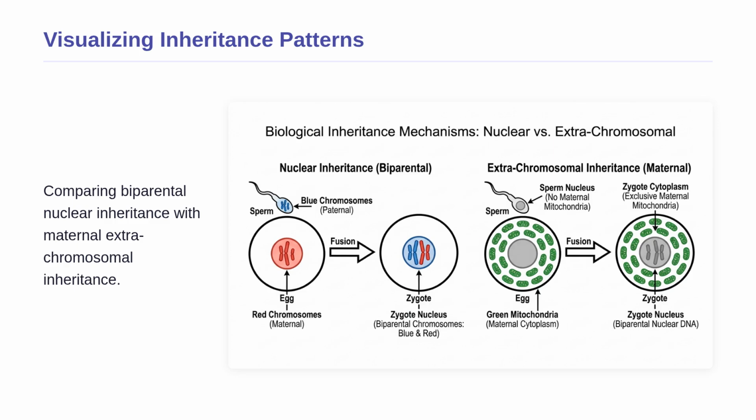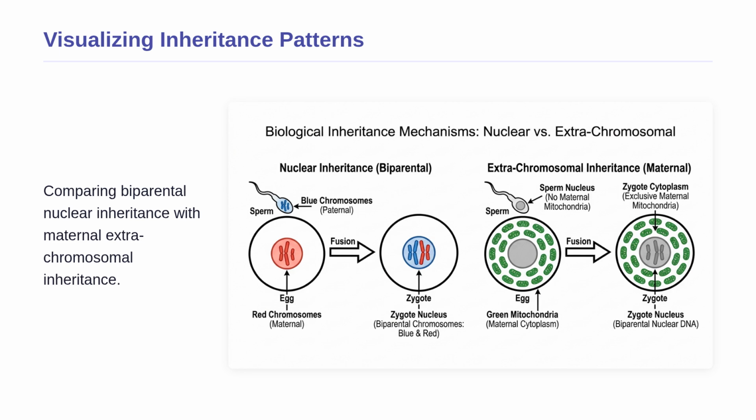To solidify everything we have discussed, let us look at this diagram comparing the two types of inheritance. On the left side, you see standard nuclear inheritance. Notice how both the sperm and the egg contribute chromosomes, colored blue and red, which fuse together in the zygote's nucleus. This is a biparental process.